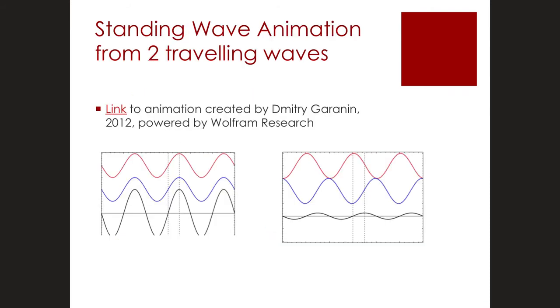Now these two pictures came from an animation created by Dimitri, and I'll put this link in my comments. Now what I've got is a picture of what he has for his animation, and he's trying to show this idea of superposition. This red wave is moving to the left. At the same time, this blue wave is moving to the right. Now, you can see the black, which is the vector sum of these two waves.